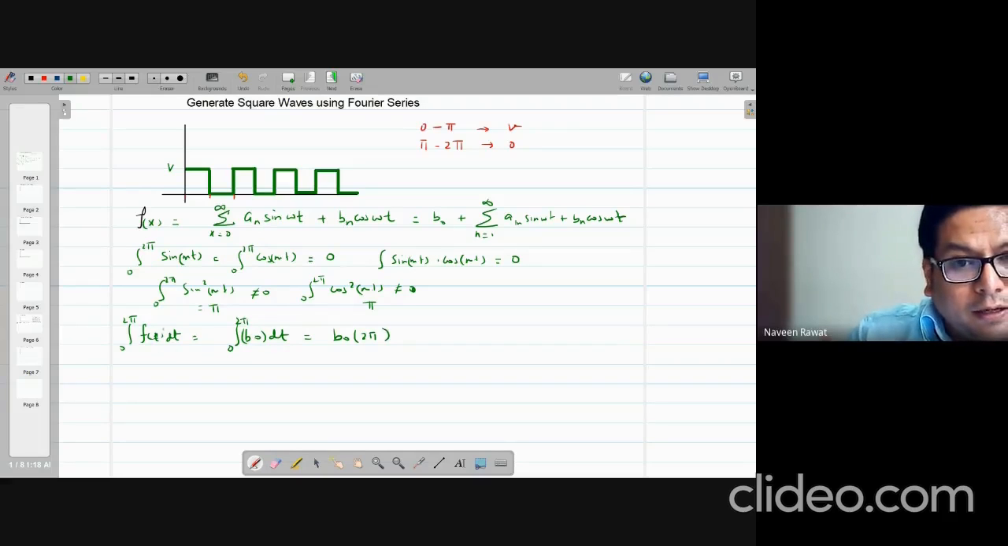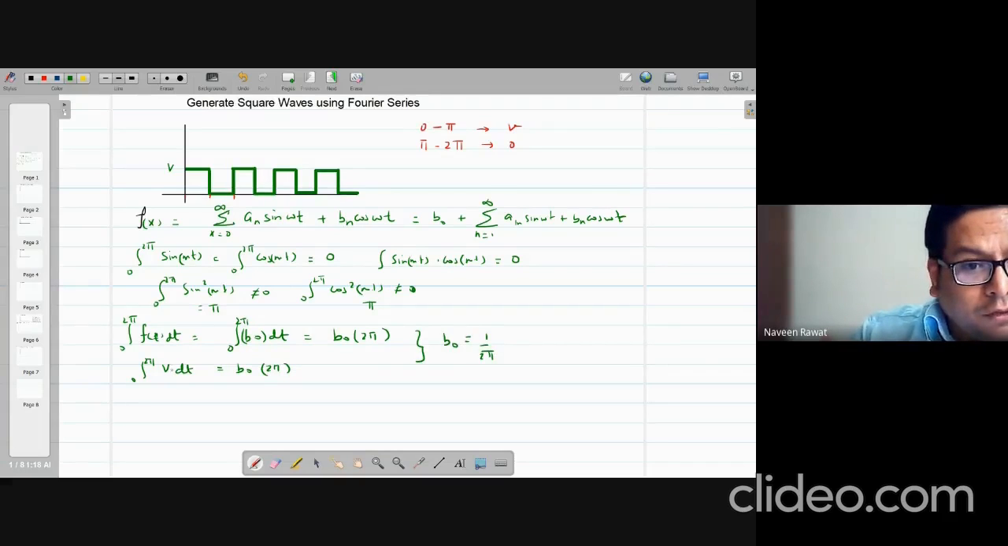Left hand side, again, because I want to generate a square wave series, I have a value of the function v for half the period, and half the period it's 0. So actually this left hand side integral is 0 to 2 pi, and I'm integrating some voltage value times dt, and this is equal to b0 times 2 pi. Okay, so that gives me basically that the b0 term is 1 over 2 pi.